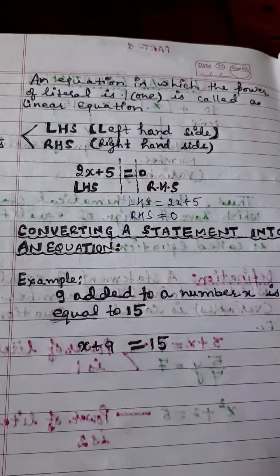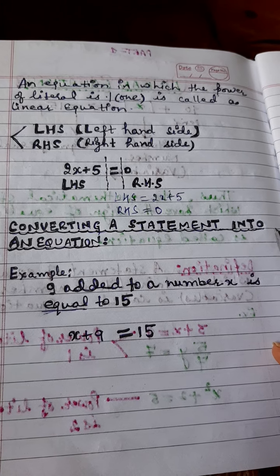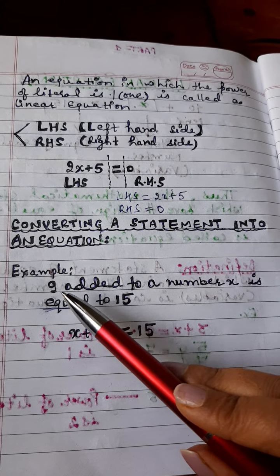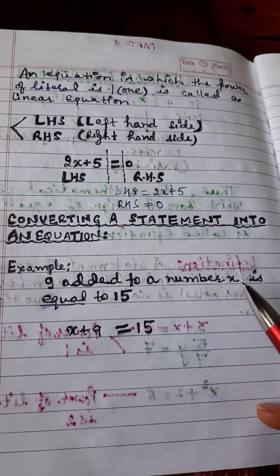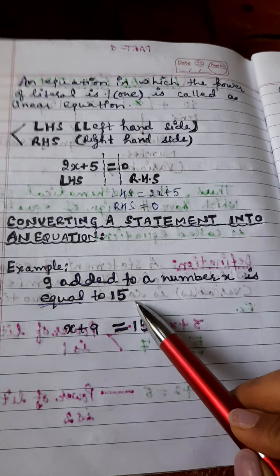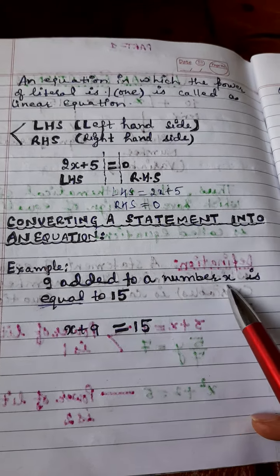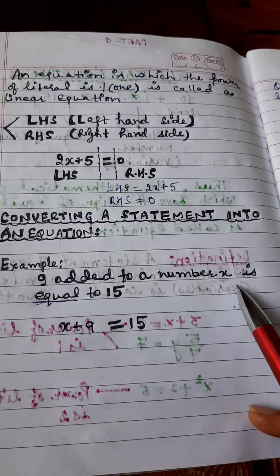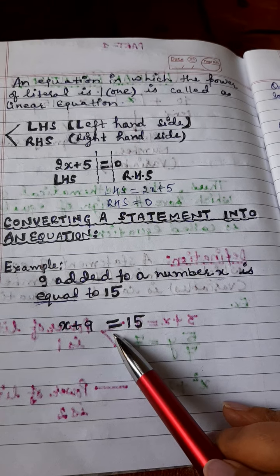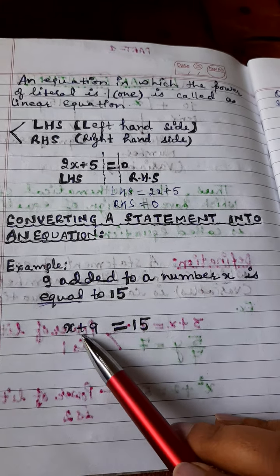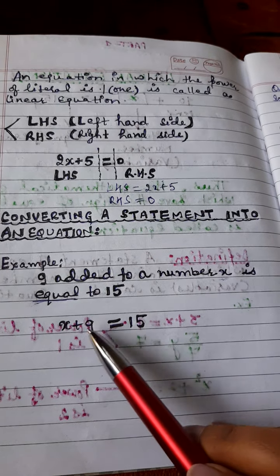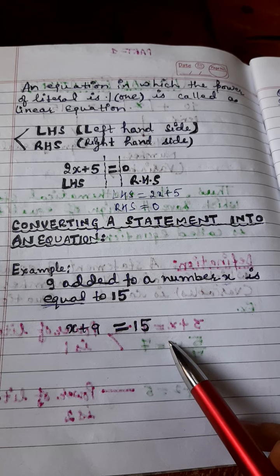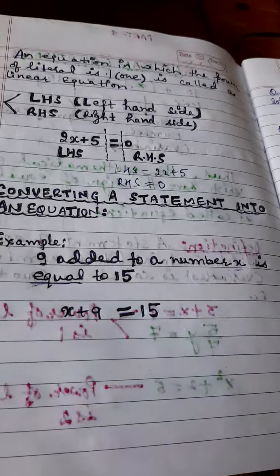Now let us learn how to convert a statement into an equation. Let us understand this by taking this example. Here 9 added to a number x is equal to 15. Now 9 is added to a number x. This is a literal number here. So x plus 9 is equal to, so we have to put the sign of equality here. x plus 9 is equal to 15. Let us understand this more by doing the worksheet 1 questions.